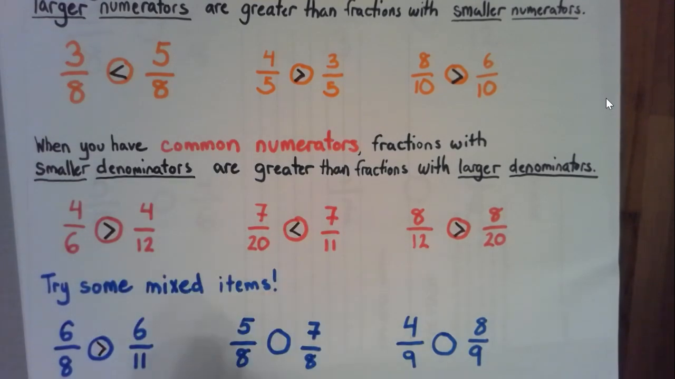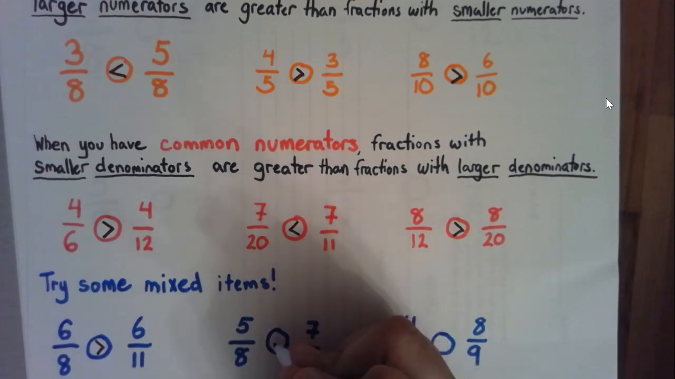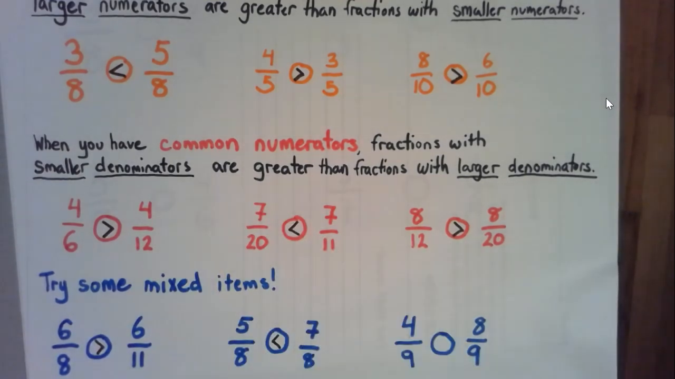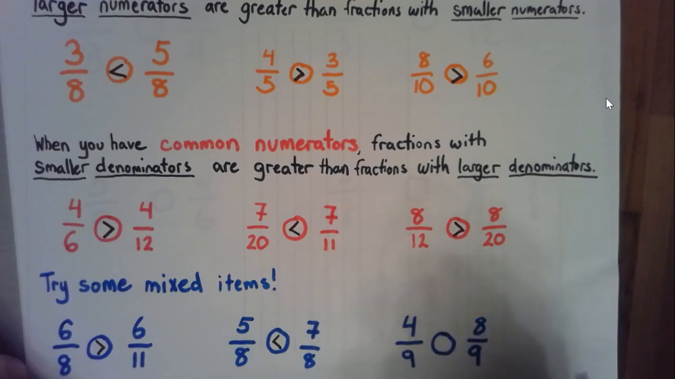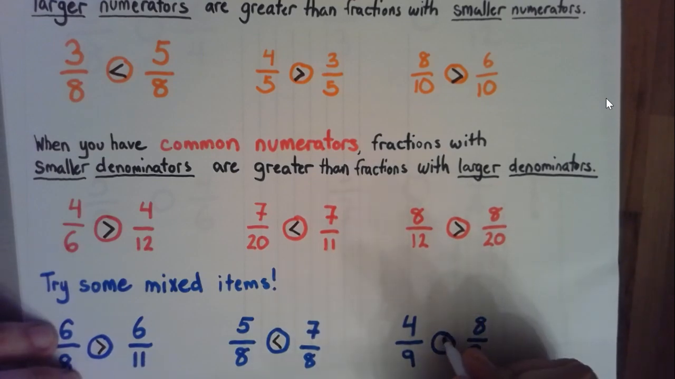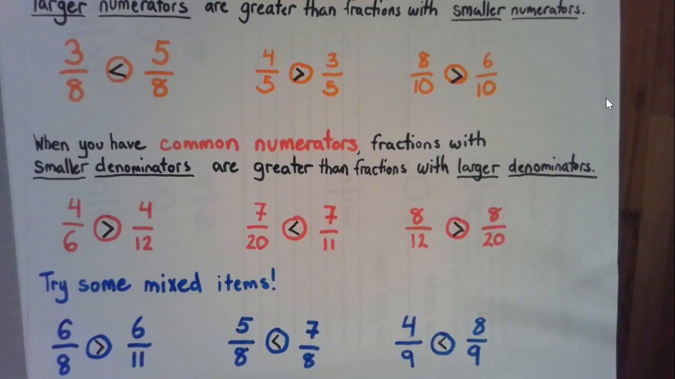Let's try this next one, 5/8 and 7/8. Ooh, I spot common denominators here. 7/8 is greater than 5/8, so we're going to write 5/8 is less than 7/8. Let's do the next one. Common denominators, once again, 4/9 and 8/9. I'm going to say that 4/9 is less than 8/9.